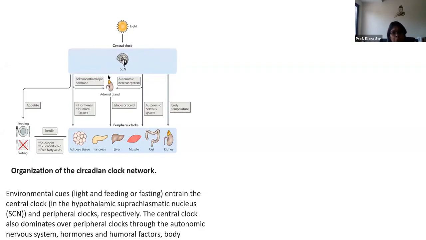So in addition to the suprachiasmatic nucleus, which is a central clock, we also have other peripheral clocks in the body: in the adipose tissue, pancreas, liver, muscles, gut, kidneys. It's everywhere, the peripheral clock. Now there is even a crosstalk between the central clock and the peripheral clock, and this involves what? It involves hormones, humoral factors, glucocorticoid, the autonomic nervous system, body temperature, insulin, free fatty acids, metabolism, you name it, and that connects the central clock with the peripheral clock. So what I'm trying to show is the organization of the circadian clock network in our body, regulated by the night-day cycle as well as feeding, fasting, appetite, and metabolism.